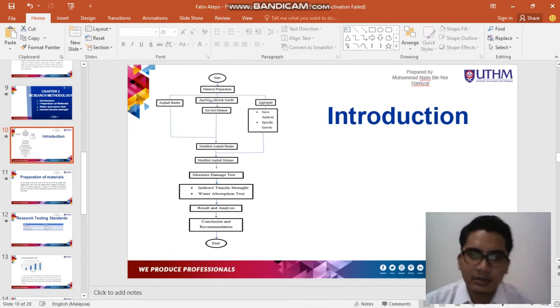For chapter 3, we start the research with material preparation: nano zinc oxide, aggregate and asphalt binder. Then we mix the asphalt binder with nano zinc oxide. Then we make the mixture with aggregate. Then we build the asphalt mixture. Then we test it in the moisture damage tests.